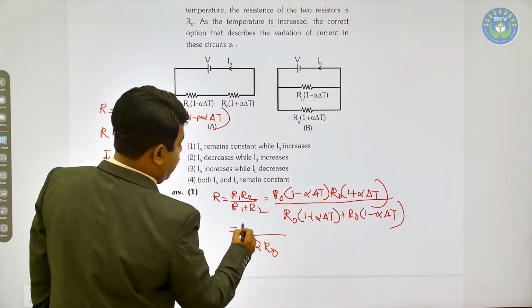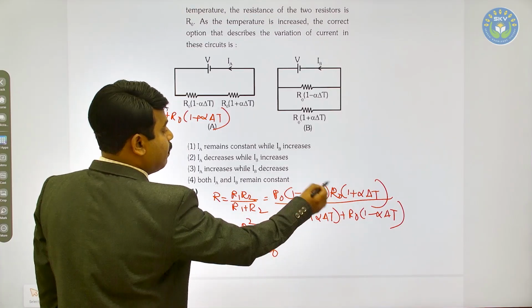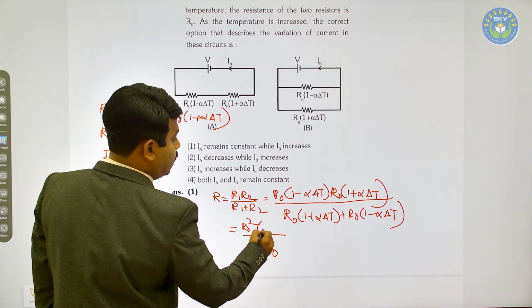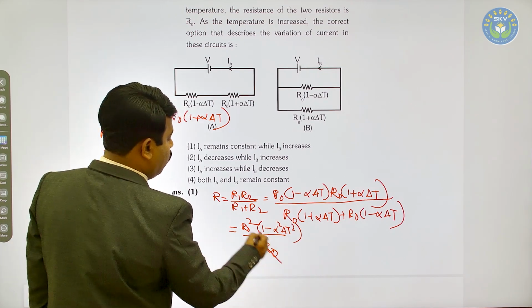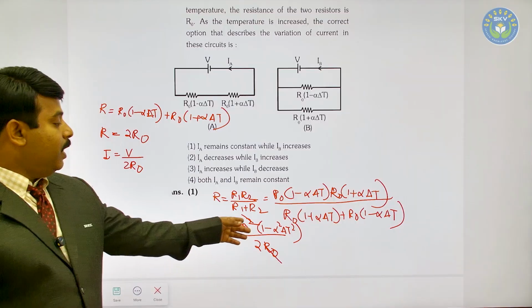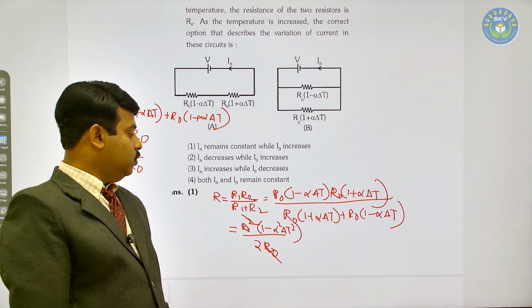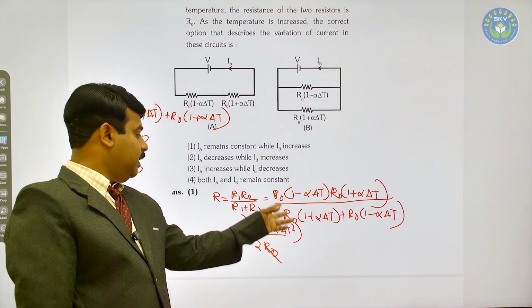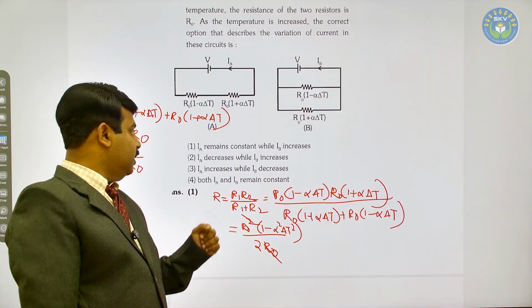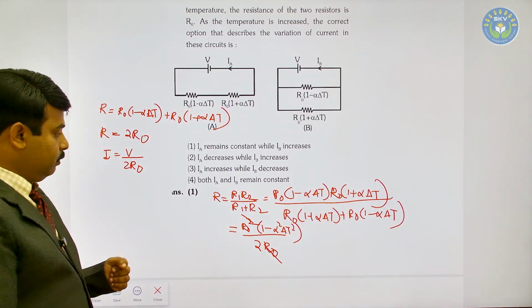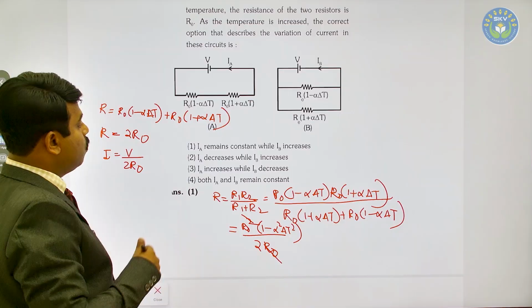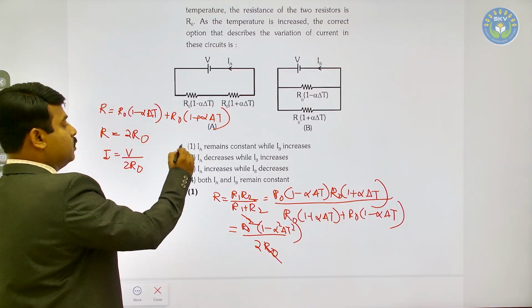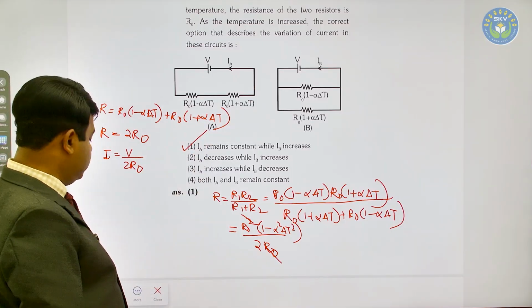Here R0 squared into (A plus B)(A minus B), that is 1 minus alpha squared delta t squared. Now look here, this parameter depends on alpha. So when the temperature increases, this must change and IB increases, because only 1 minus is given. Then IA remains constant and IB increases. Option 1 is correct, right?